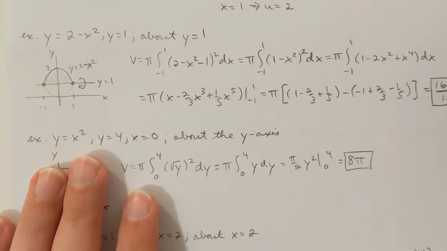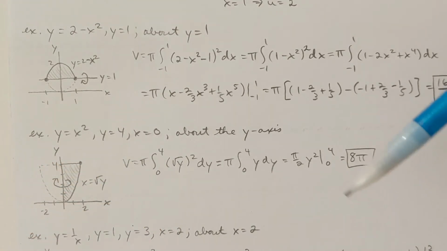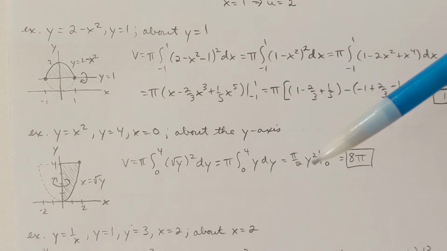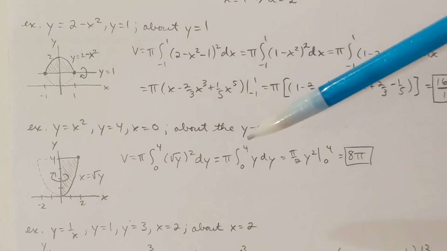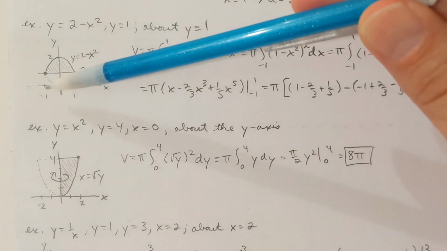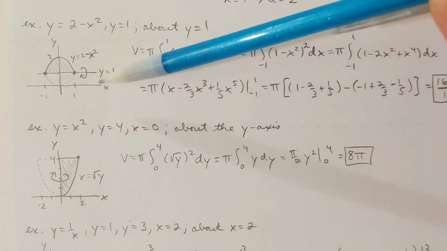Let's take a look at another example. Now, a lot of these problems are not going to be rotating about either the x-axis or the y-axis, but you'll be rotating about something that is parallel to one of those two axes. So let's suppose that we want to rotate the region that is bounded by the curves y equals 2 minus x squared and y equals 1 about the line y equals 1. Y equals 2 minus x squared is a parabola facing down, shifted up 2 units, and y equals 1 is a horizontal line.